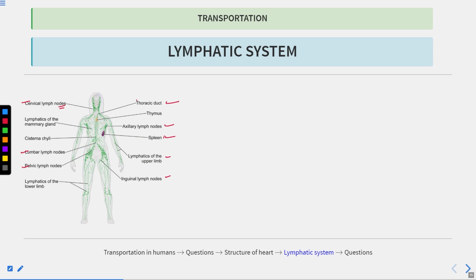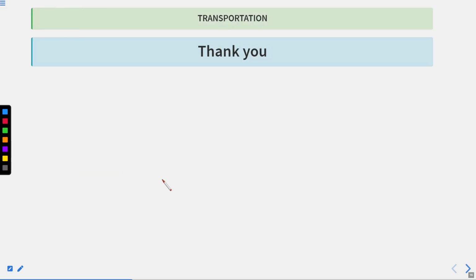We were talking about the thoracic duct. Here you can see the thoracic ducts, and here are the lymph nodes. This was about the lymphatic system and the electrocardiogram. This is the end of this session. We'll be talking about the rest of the topics in the next session, and we'll also discuss some of the questions related to these topics.